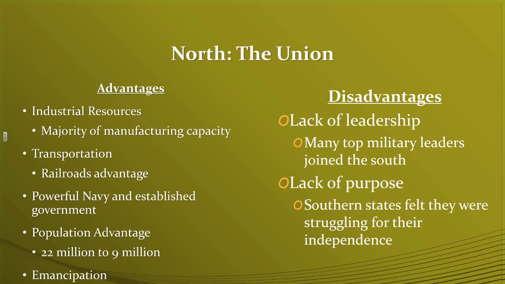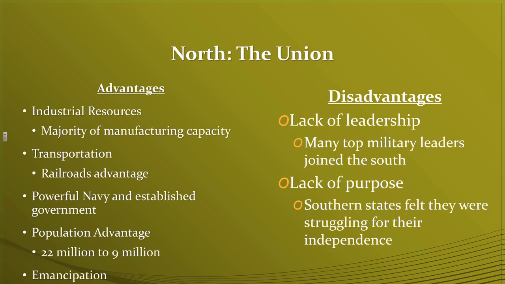First of all, they had the industry that's good for manufacturing war goods. They have the transportation of the railroads. They have a powerful navy. They have the government. They have the population advantage, and they also have emancipated blacks, almost citizens, but not yet. Disadvantages: the reason that the war goes on for 4 years is that they have a lack of leadership.